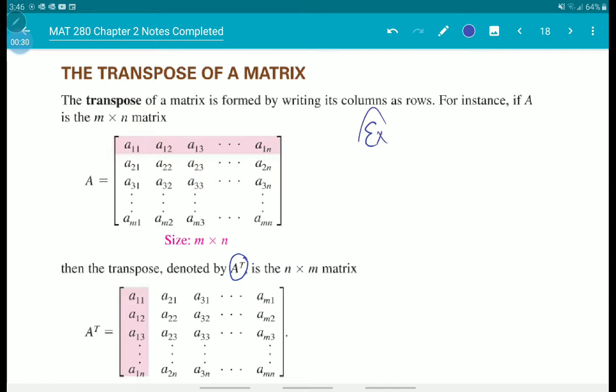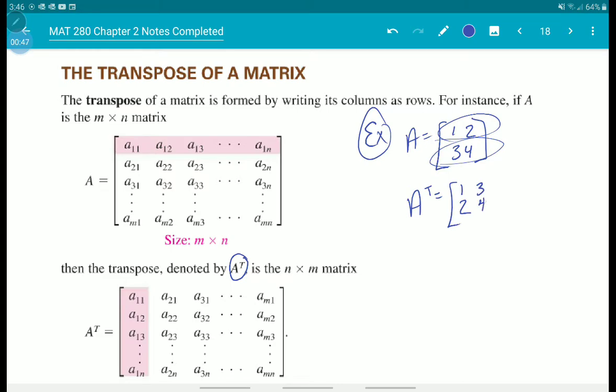So as an example, if we have matrix A is the matrix 1, 2, 3, 4, then A transpose is going to take that first row and turn it into the first column. It's going to take that second row and turn it into the second column. So it would look like that.